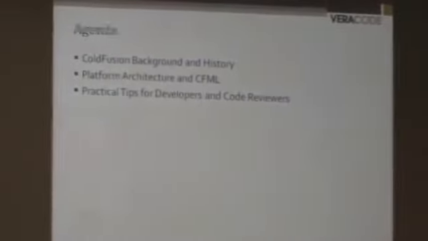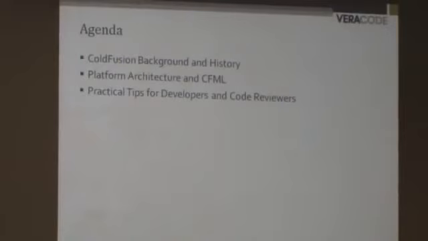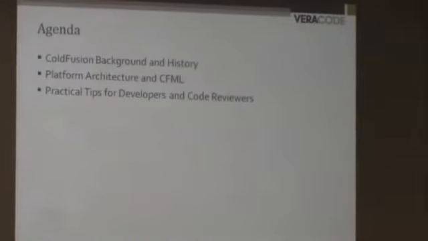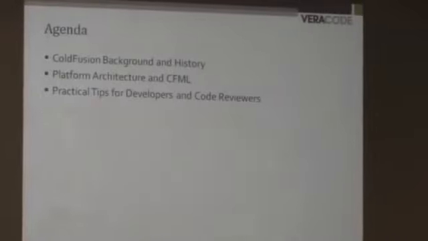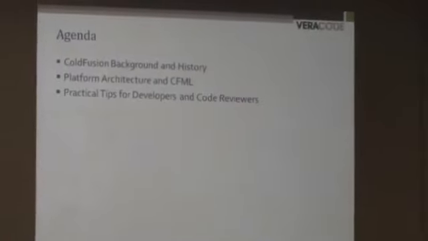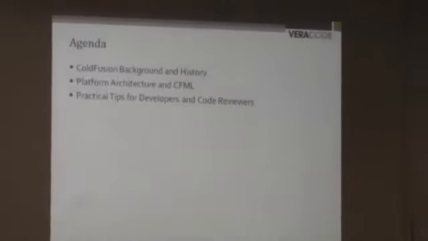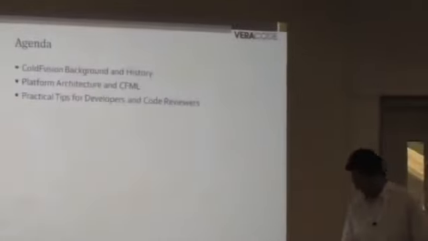Our agenda for today will be to go through the background of the platform, just the history of ColdFusion, where it came from, how it's evolved over the years. Talk about the platform architecture and CFML, which is the ColdFusion markup language, and tell you about some of the building blocks that are used to create ColdFusion applications. And then the bulk of the talk will be practical tips that you can use if you're a developer or if you're a code reviewer or a pen tester to look for flaws or vulnerabilities in these types of applications.